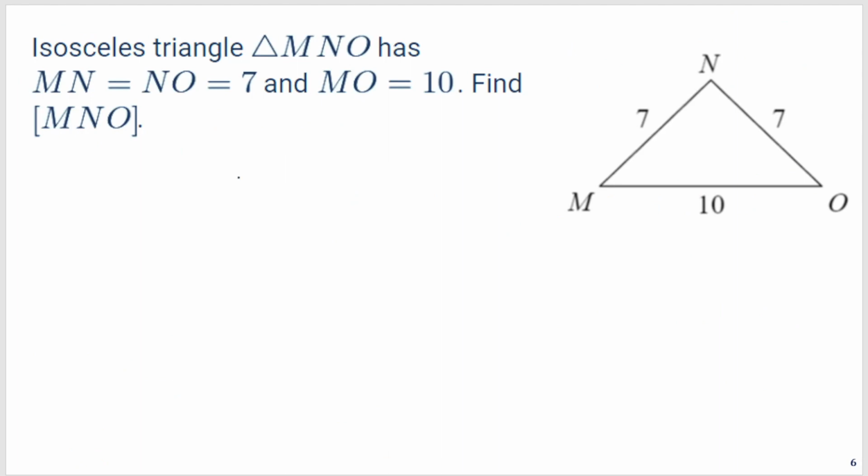Suppose we have an isosceles triangle MNO, in which MN equals 7, NO equals 7, MO equals 10. Can you find the area of MNO? Okay, be careful how you write your solution, okay? You need to make your reasoning legit.